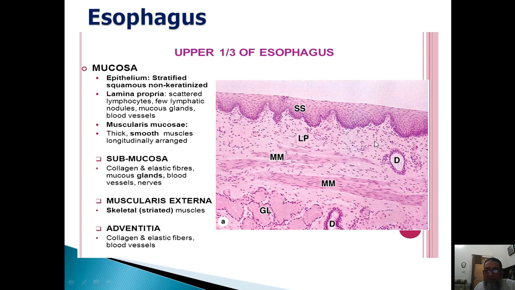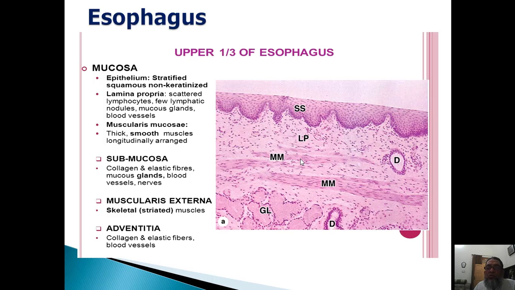Then is the lamina propria, consisting of loose tissue with fibroblasts and blood vessels, along with the nerve plexus also visible. All the cells, collagen fibers, and elastic fibers are also visible. Then the muscularis mucosae. Now this muscularis mucosae makes its first appearance in the upper part of the esophagus, and always remember, it is smooth muscle, not skeletal. It is smooth muscle, involuntary muscle.